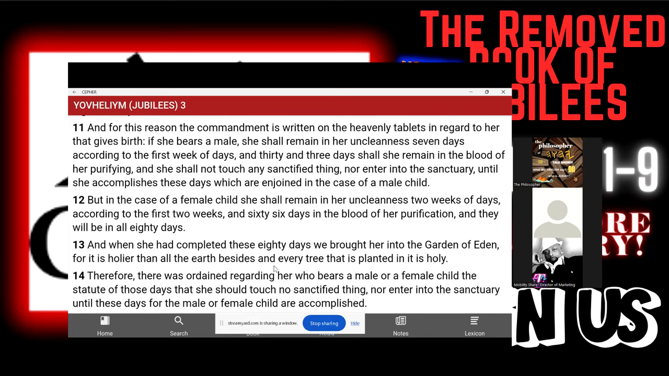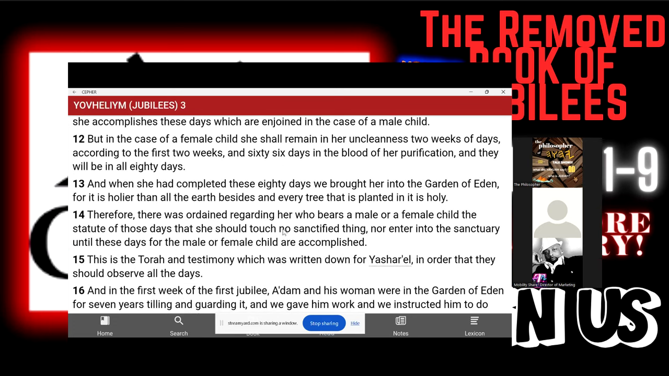according to the first 2 weeks, and 66 days in the blood of her purification, and they will be in all 80 days. And when she had completed these 80 days, we brought her into the Garden of Eden, for it is holier than all the earth besides, and every tree that is planted in it is holy.